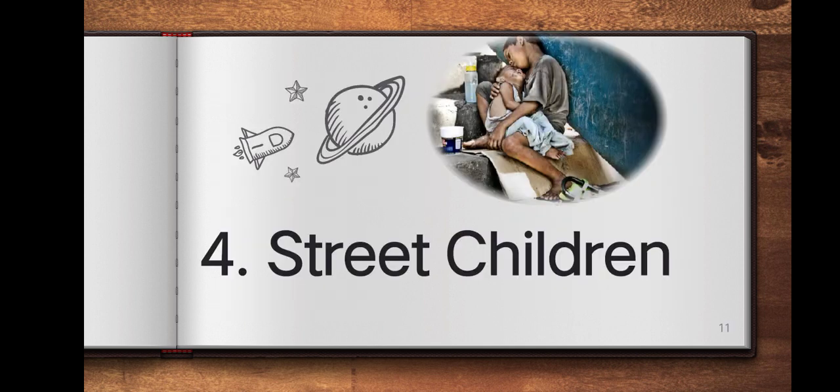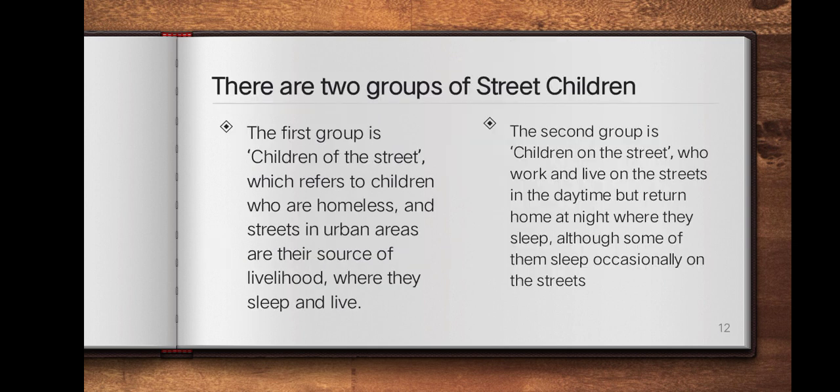So, proceed as children or child from impoverished family. So there are two groups of street children. So the first group is children of the street, which refers to children who are homeless, and streets and urban areas are their source of livelihood where they sleep and live. And the second group is the children on the street who work and live on the streets in the daytime but return home at night where they sleep, although some of them sleep occasionally on the streets.